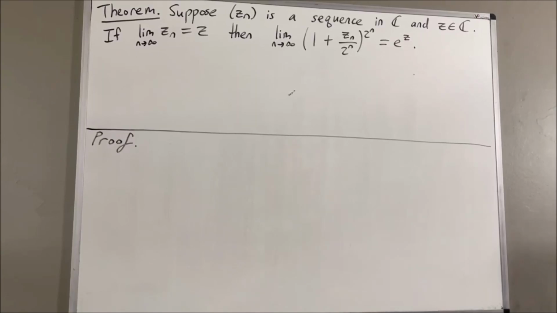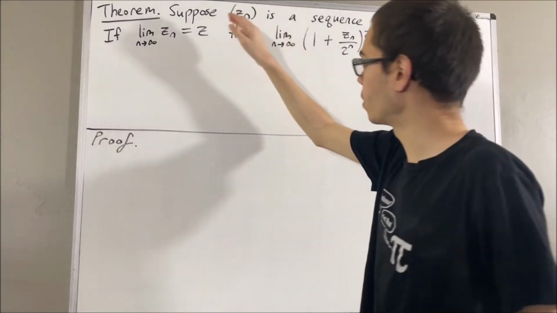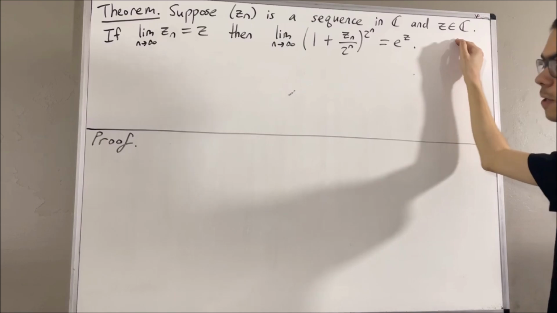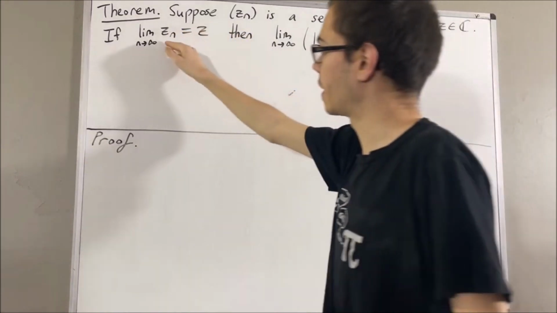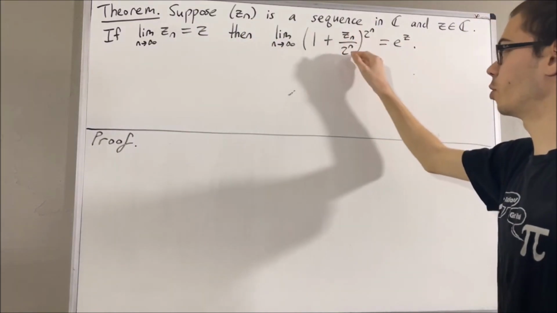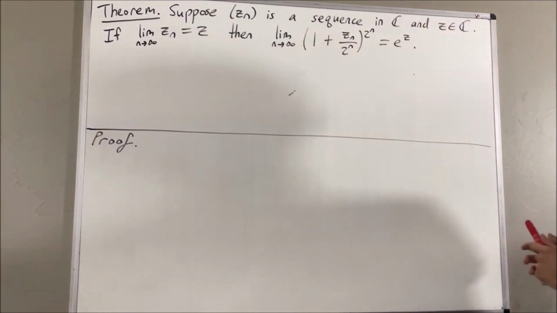Hello! In this video, we are going to prove the following theorem. Suppose Zn is a sequence of complex numbers, and suppose Z is a complex number. If Zn converges to Z, then (1 + Zn/2^n)^(2^n) converges to e^Z.